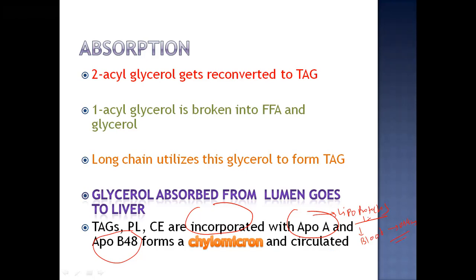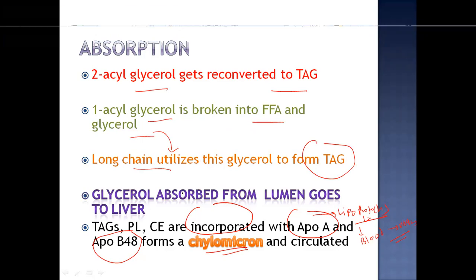Okay, so all this triacylglycerol which has been absorbed will be transported in the form of chylomicron, and the metabolism of chylomicron we will understand separately. This 2-acylglycerol once again will be converted to triacylglycerol. 1-acylglycerol will be broken into free fatty acid and glycerol. So the long chain fatty acid utilizes this glycerol and it will be converted to triacylglycerol. The glycerol which has been absorbed will go directly to the liver for the formation of essential products.